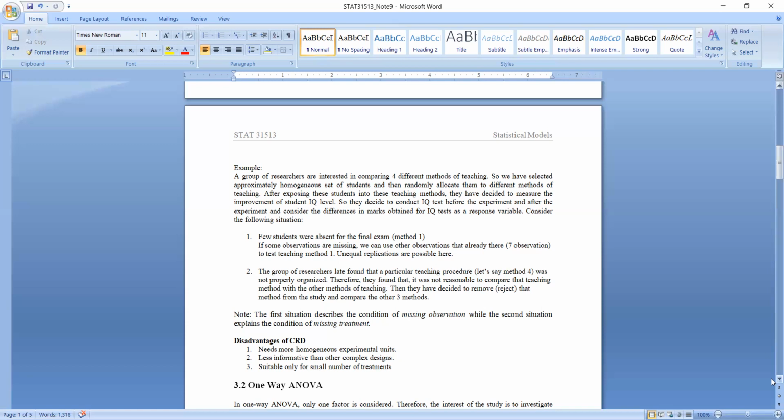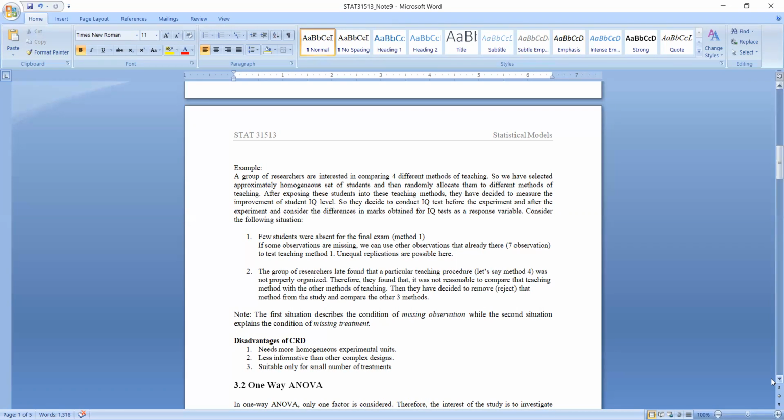The IQ level may be different. So they are not that homogeneous if we think about the differences among the students. So when the experimental units are not homogeneous, when there are differences between the experimental units, the completely randomized design is not that effective. We can get very accurate conclusions only when we have homogeneous experimental units. So that is one of the disadvantages in completely randomized design.